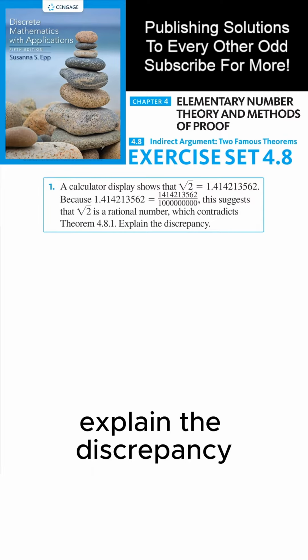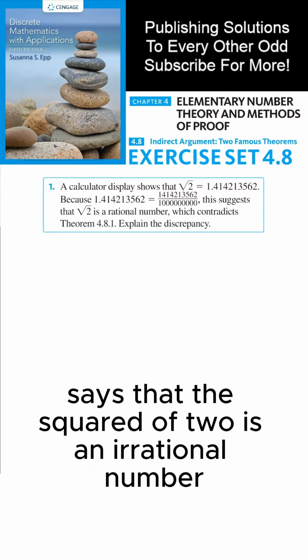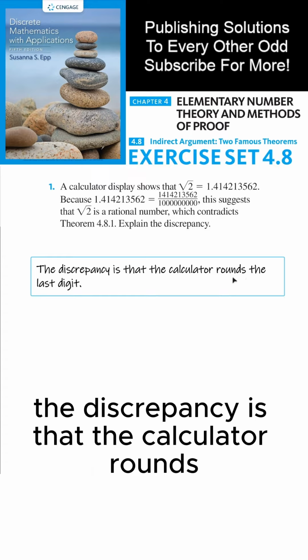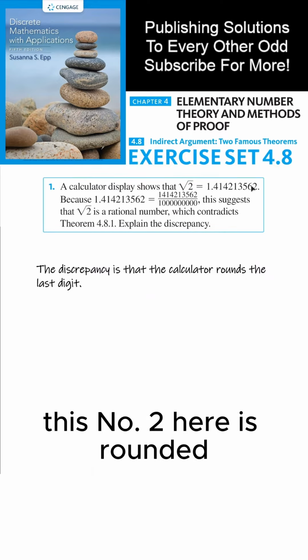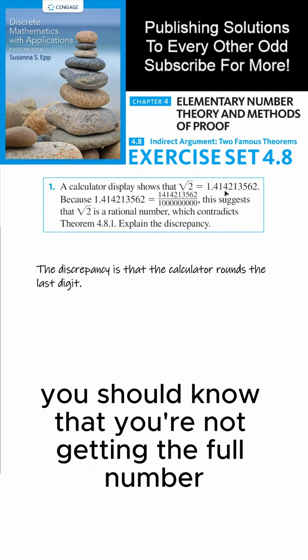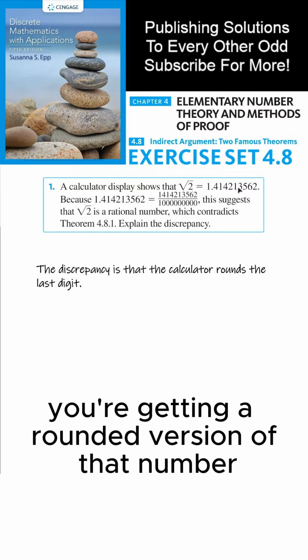Explain the discrepancy. So Theorem 4.8.1 says that the square root of 2 is an irrational number. So something must have gone wrong here. The discrepancy is that the calculator rounds the last digit. This number 2 here is rounded. So when you see a number like this on your calculator, you should know that you're not getting the full number. You're getting a rounded version of that number.